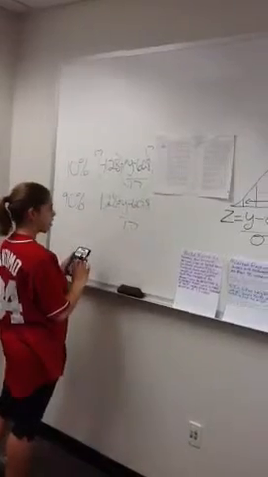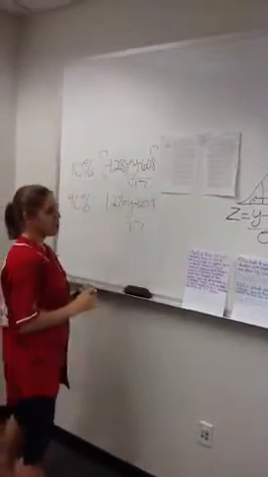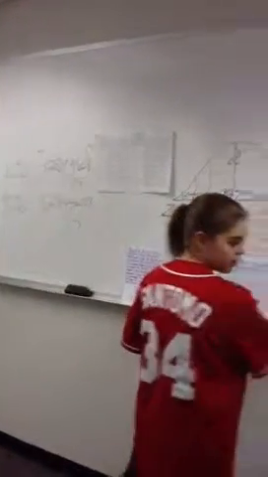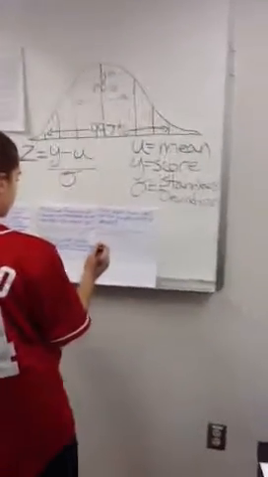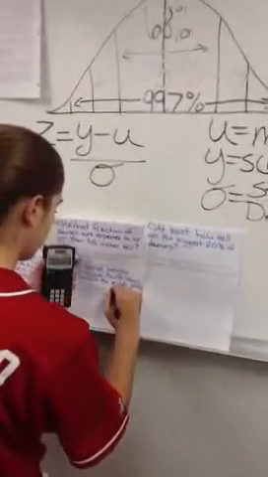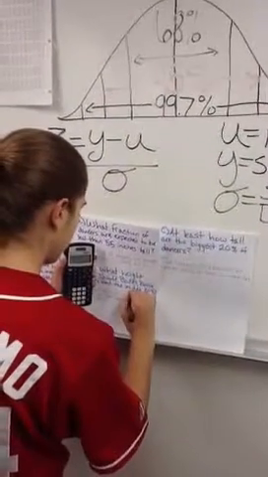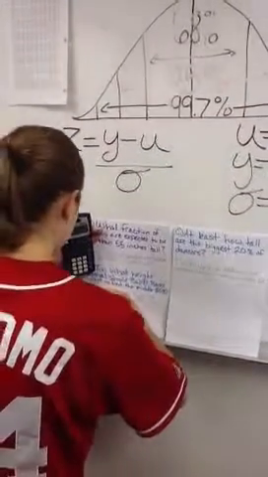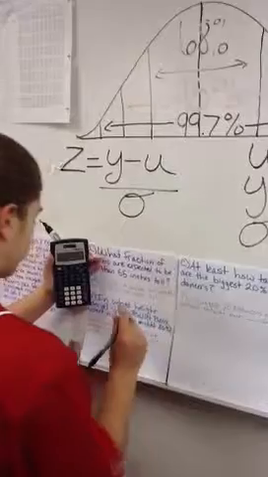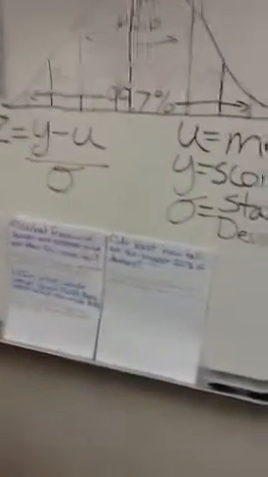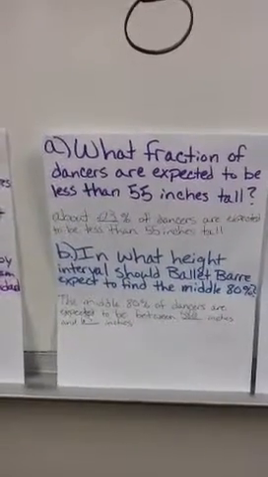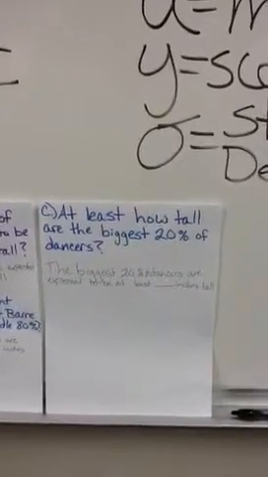So that gives us our answer, and that is 58.6 and 63 inches with rounding. Alright, our final part. Part C. At least how tall are the biggest 20% of dancers?